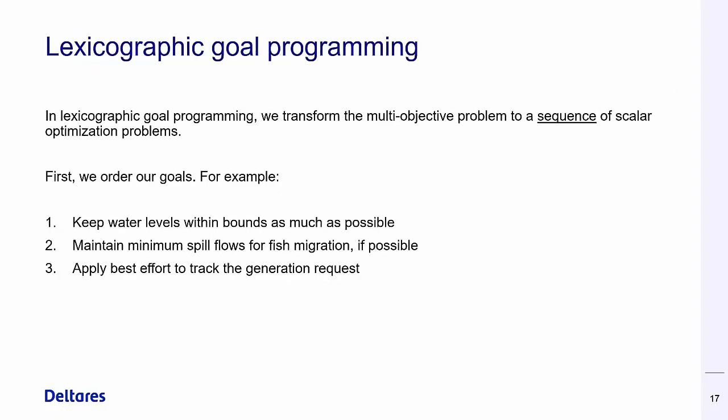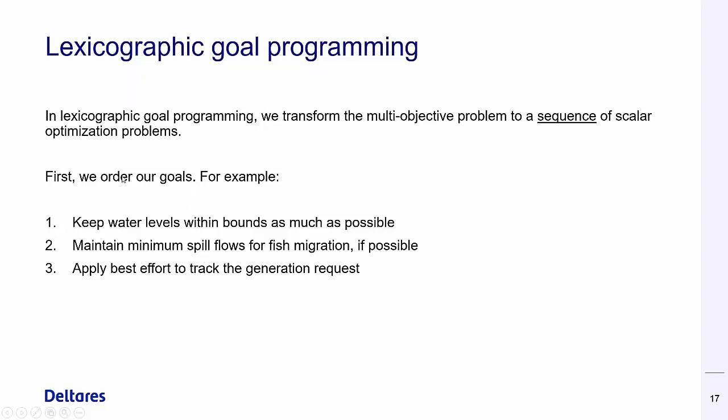So we came up with lexicographic goal programming. It's also a quite common approach from literature. We transform the multi-objective problem into a sequence of scalar optimization problems. So instead of one with the multiple objective terms, we just solve three optimization problems. For each of the goals, we solve one optimization problem.